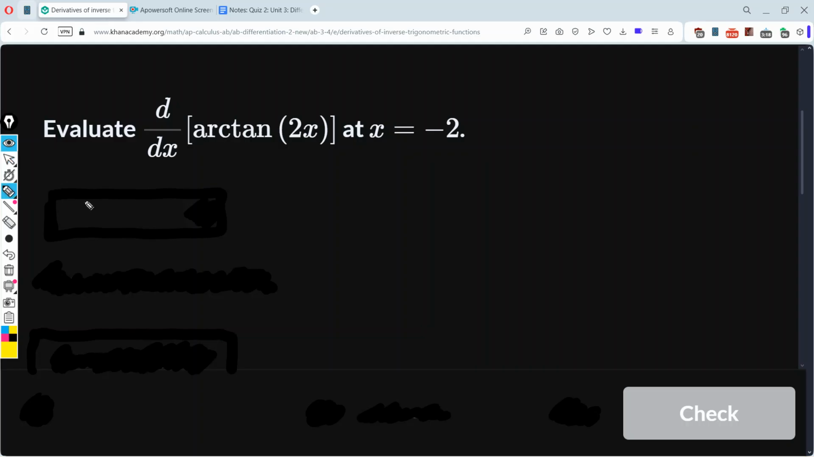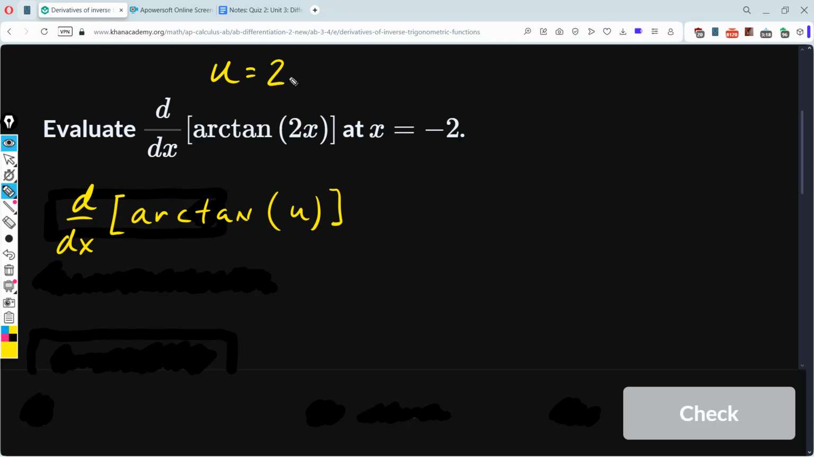All right, so what we basically have here is the derivative with respect to x of the arctan. And in place of the 2x, that's the arctan of u. Okay, so u equals the 2x. And of course, the derivative of u, the derivative of 2x is just 2. All right, so let's go to the chart.